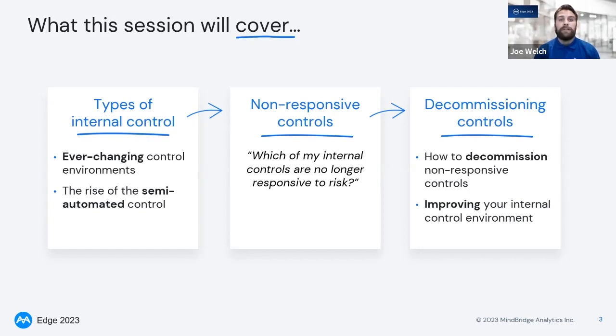Now, the aim of this webinar is to help bridge some of the knowledge and understanding gaps that currently surround semi-automated internal controls and help paint a picture of how they fit into your control landscape and what we should be looking out for when having to deal with these types of controls. We will discuss how the ever-changing control environment has seen a rise in these types of semi-automated controls. We will also identify what type of controls in your internal control frameworks may no longer be responsive to risk. And we'll also discuss how to decommission these controls while still improving your overall internal control environment.